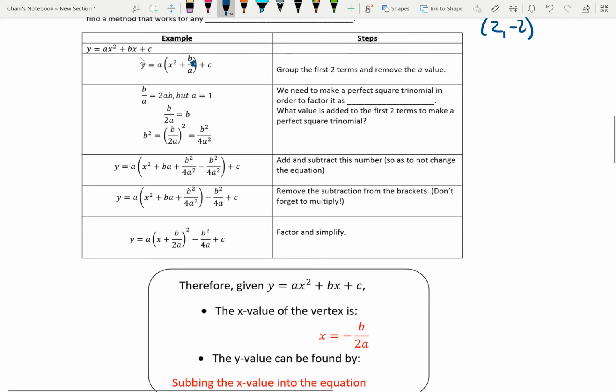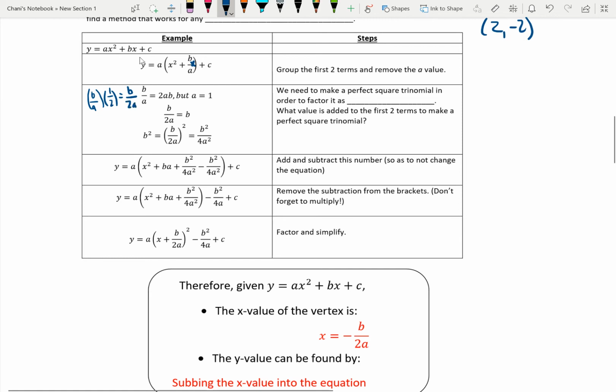So now we take half of this b over a and square it. Half of b over a is b over 2a, because if you have b over a and you take half of it, which is the same as multiplying by a half, you get b over 2a.